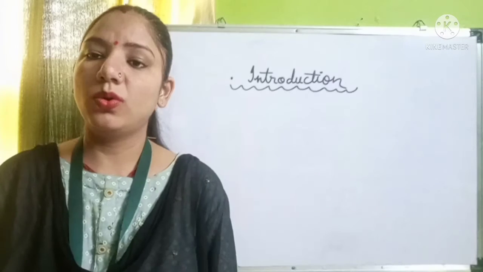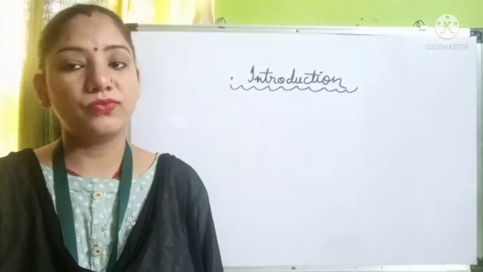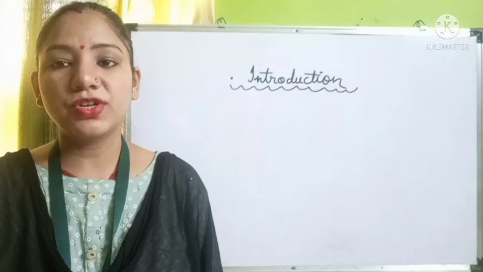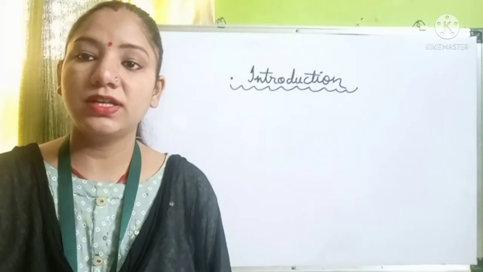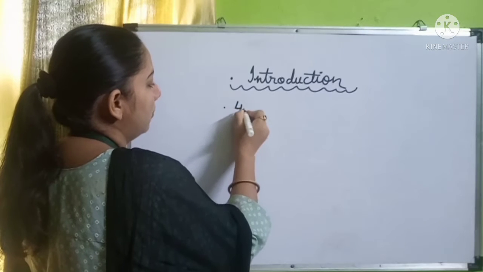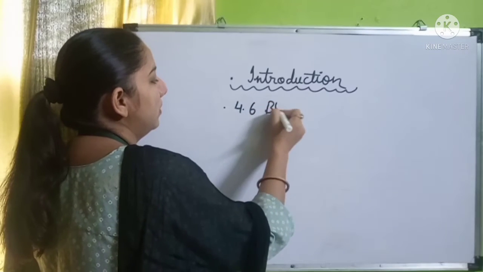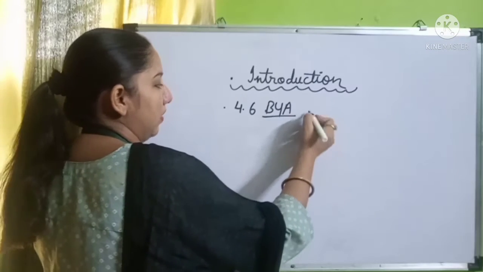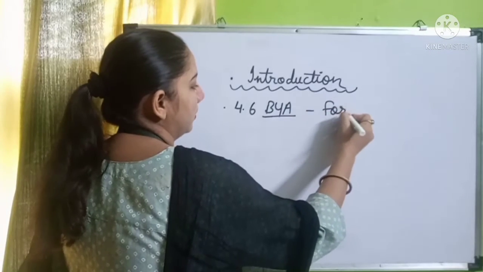So, if we go through the introduction of the physiography and structure, we all know the formation of our earth started around 4.6 billion years ago. BYA means billion years ago, the formation of the earth.